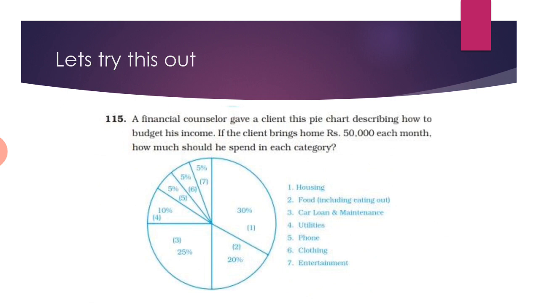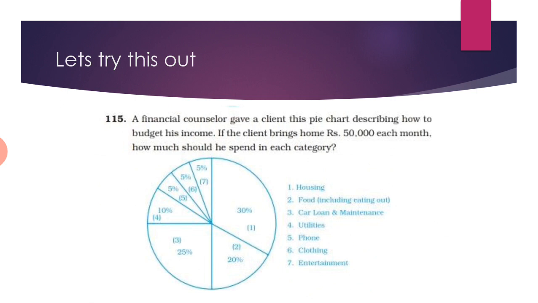Let's try this out now. Another question. It's question number 115 from your exemplar. A financial counselor gave a client this pie chart describing how to budget his income. Okay. In order to budget his income, how to spend his income and where he should save and all that is given here. If the client brings home rupees 50,000 every month, how much should he spend in each category?